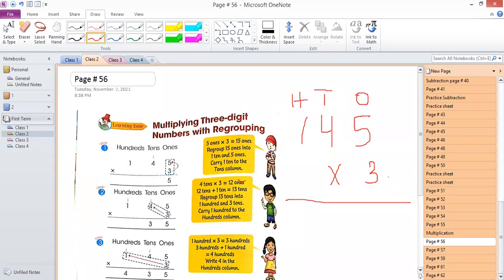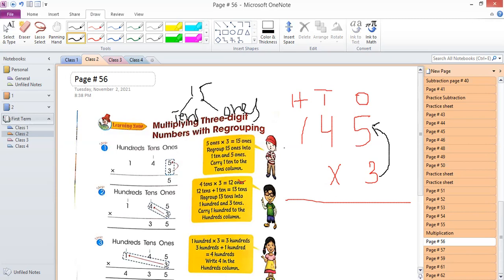What you have to do, you always multiply the number by ones first. So this 3, you will multiply by 5 first. 3 multiplied by 5 equals what? 3 by 1, 3. 3 by 2, 6. 3 by 3, 9. 3 by 4, 12. And 3 by 5, 15. So 3 by 5 equals 15. In 15, there are 2 digits: 1 ten and 5 ones.